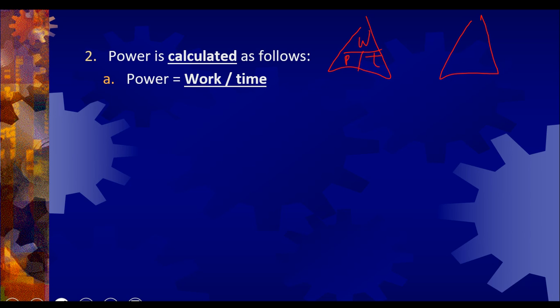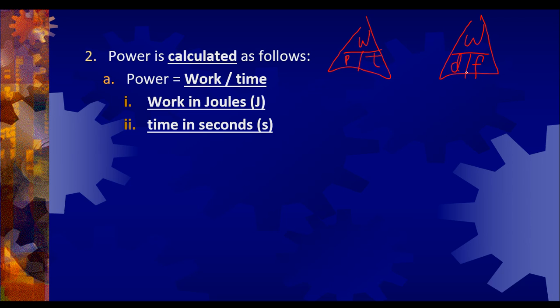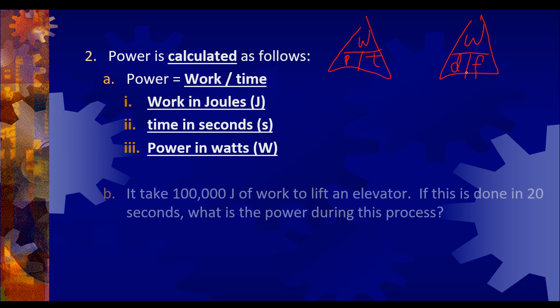And recall that work was distance and force, or force and distance, it doesn't matter. Work is force times distance, or distance times force. So this is how these two are related and also different. Work is going to be in joules, just like last time. Time is going to be in seconds, and power is in watts. Try not to get watts and work confused.